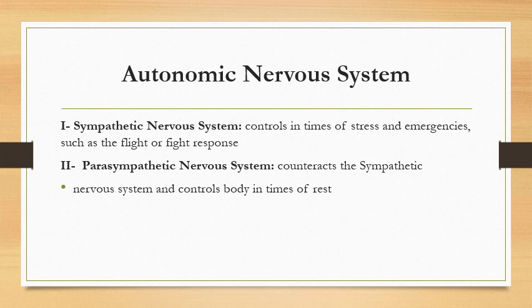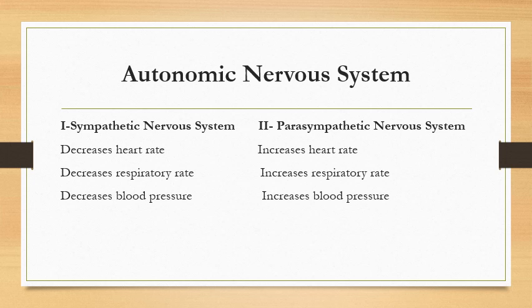Okay, so coming to the next slide, these two nervous systems have basic differences, that is the sympathetic nervous system and the parasympathetic nervous system. There are three factors: heart rate, respiratory rate, and blood pressure. In the case of the sympathetic nervous system, they increase, whereas in the case of the parasympathetic nervous system, they decrease.